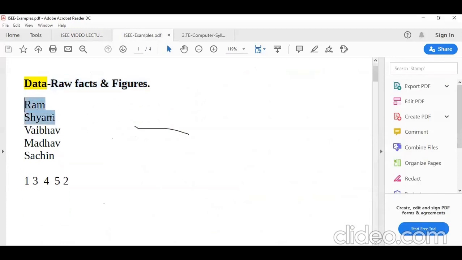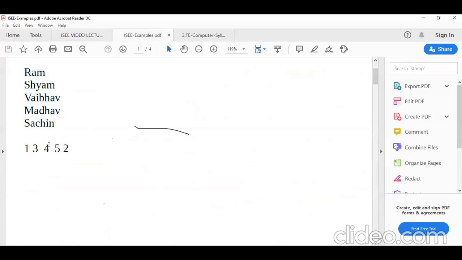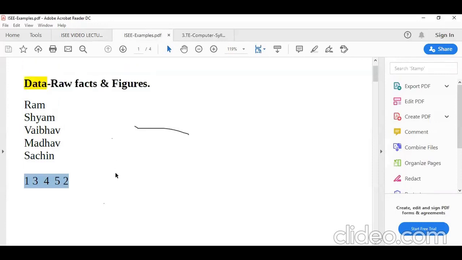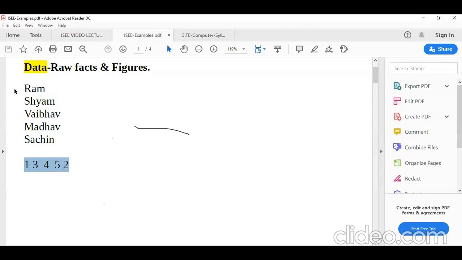I have taken some names: Ram, Shyam, Vaibhav, Madhav, Sachin. Okay, and below that I have written some other data as numbers: 1, 3, 4, 5, 2, like this. Can anybody tell me the meaning of this? Can we do some interpretation from this? No. Okay, then I organize this data.